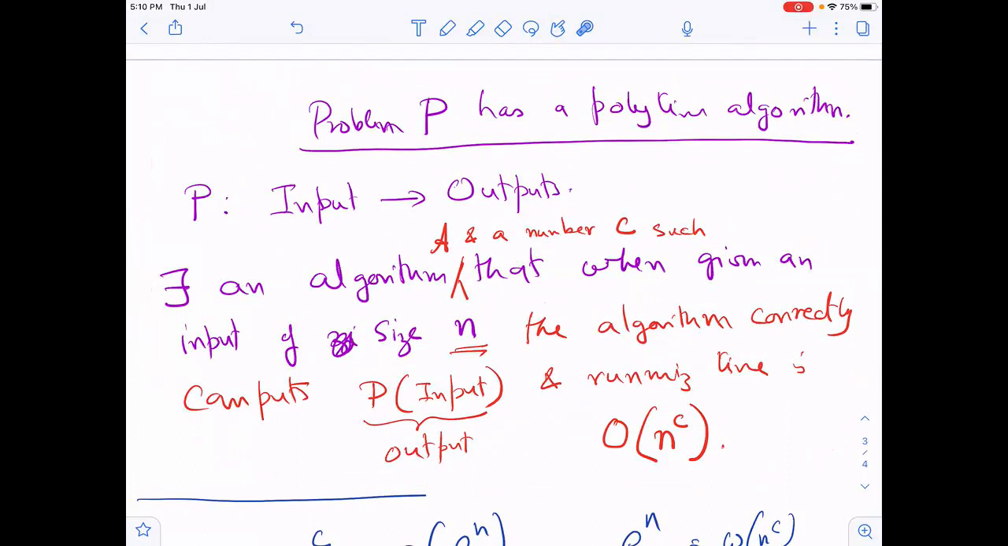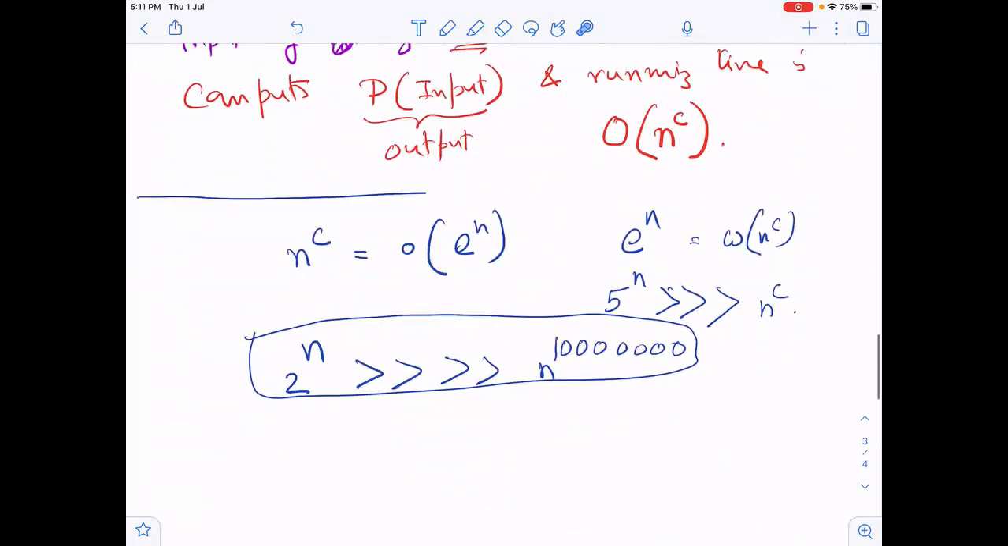Now, a natural question that can come up in your mind is why do we have such a fetish towards this polynomial concept? Why are we like, oh wow, polynomial is the thing to be? As you can see, the n for which n to the power 10 million or so is smaller than 2 to the power n, that n is huge.